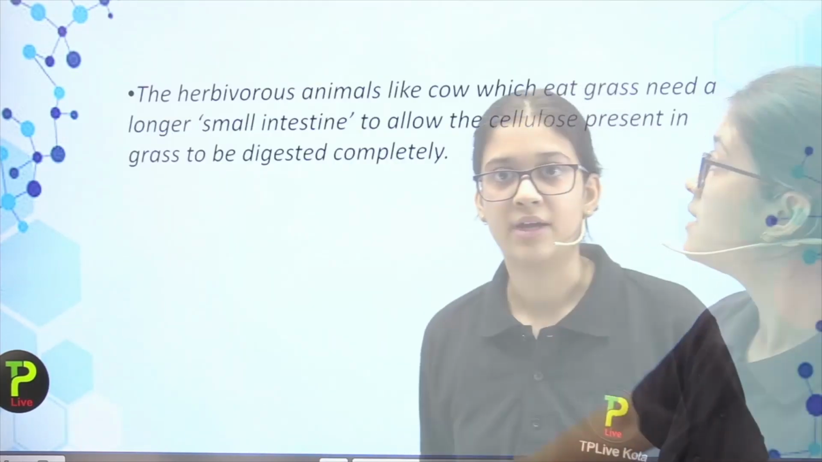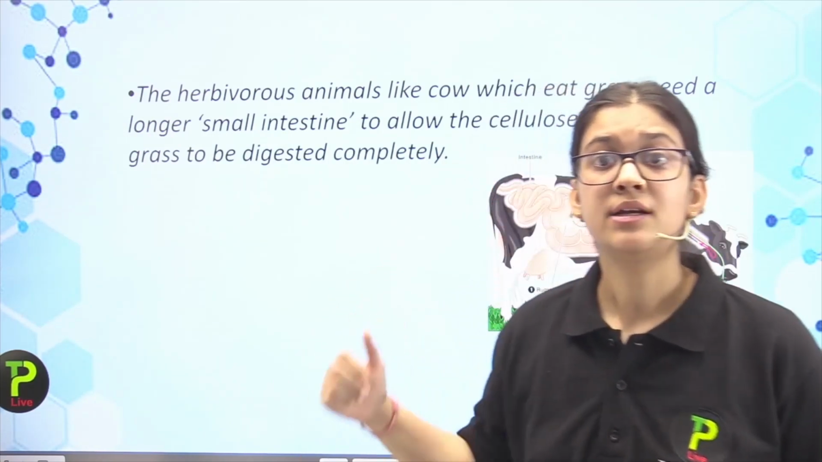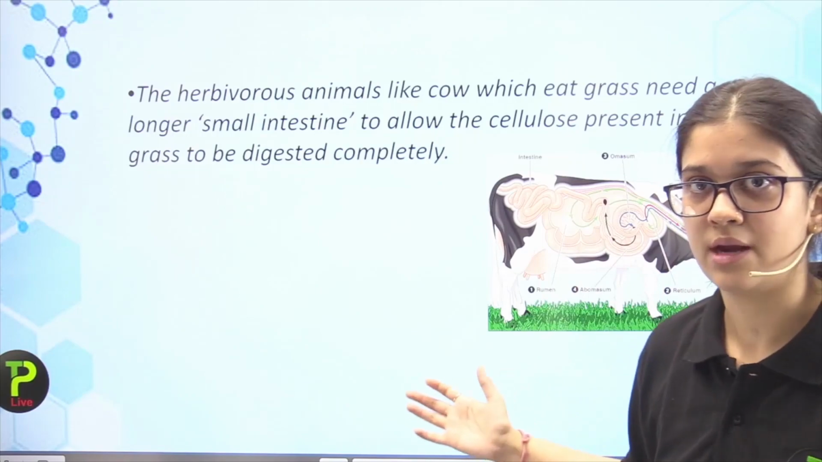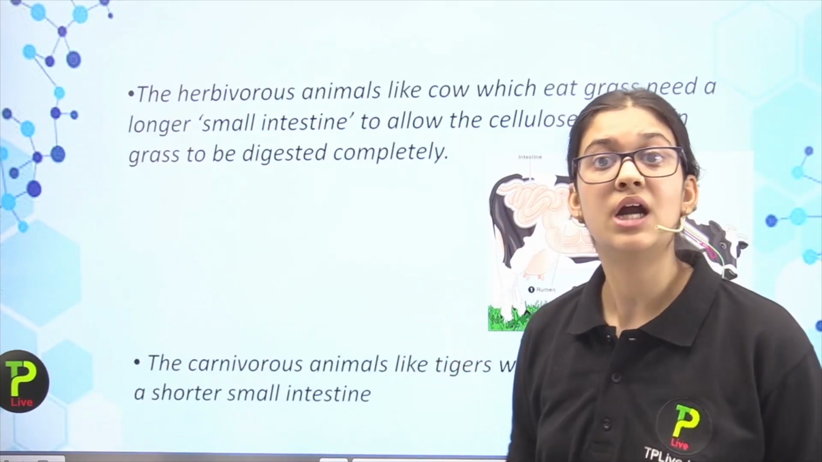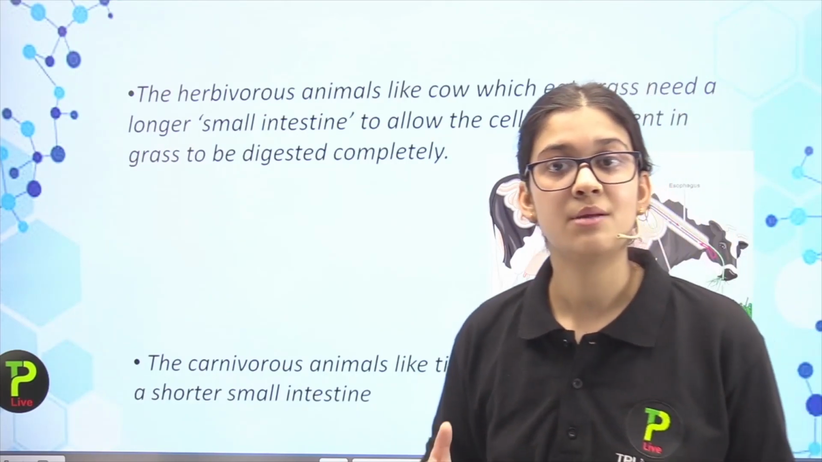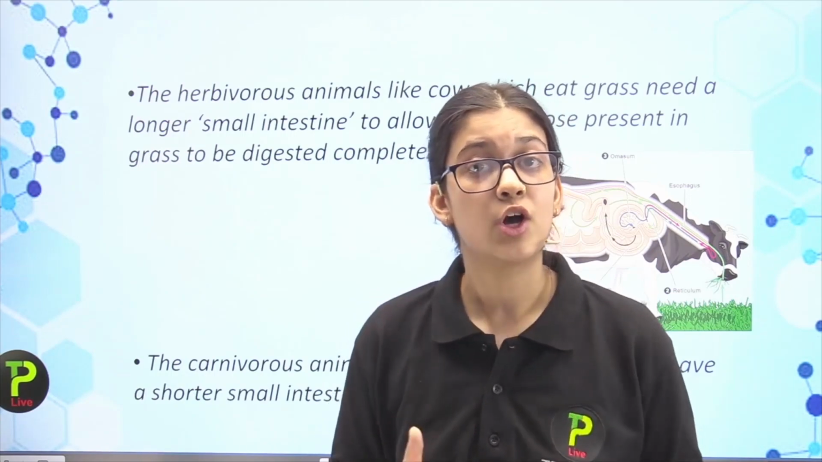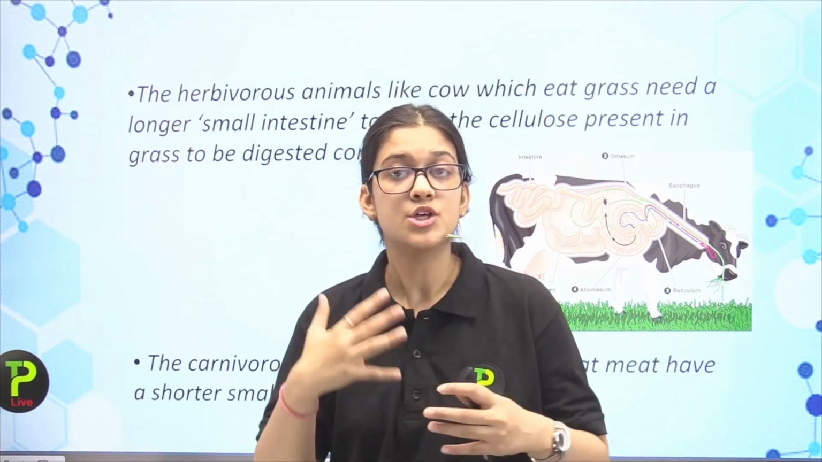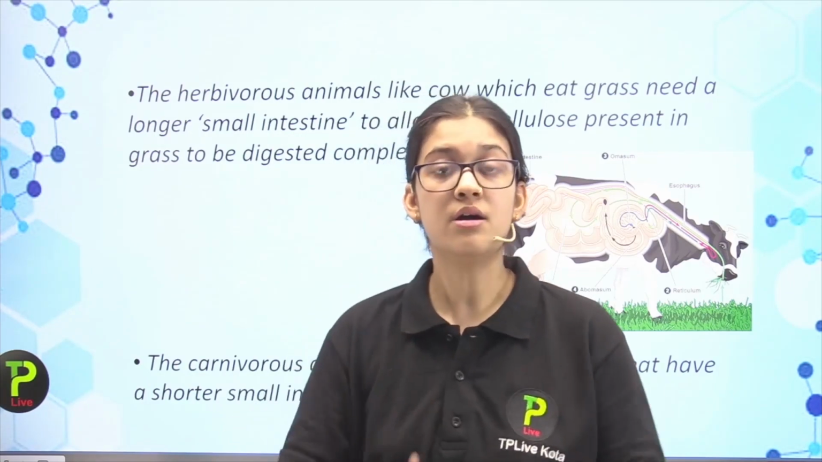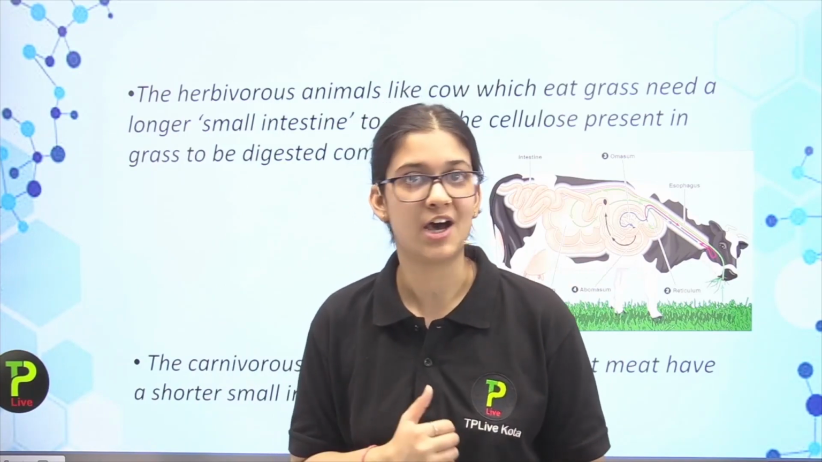There is an interesting fact, students, that you might not know: all the herbivorous animals have a larger small intestine as compared to the carnivorous animals. Why do herbivorous animals have a larger intestine than carnivorous animals? Because herbivorous animals digest cellulose. So to digest cellulose, they require a larger small intestine as compared to carnivorous animals, which are flesh eaters.